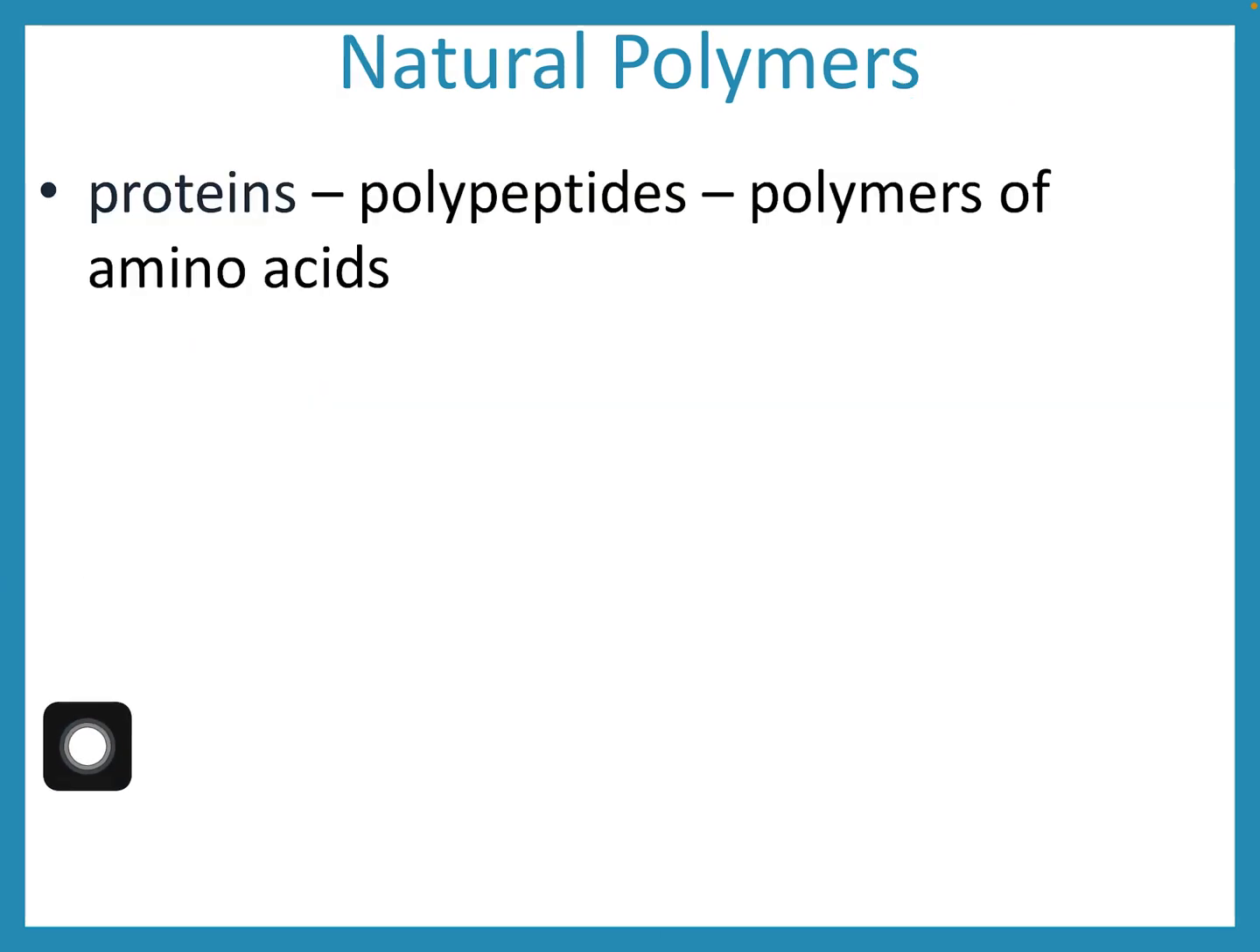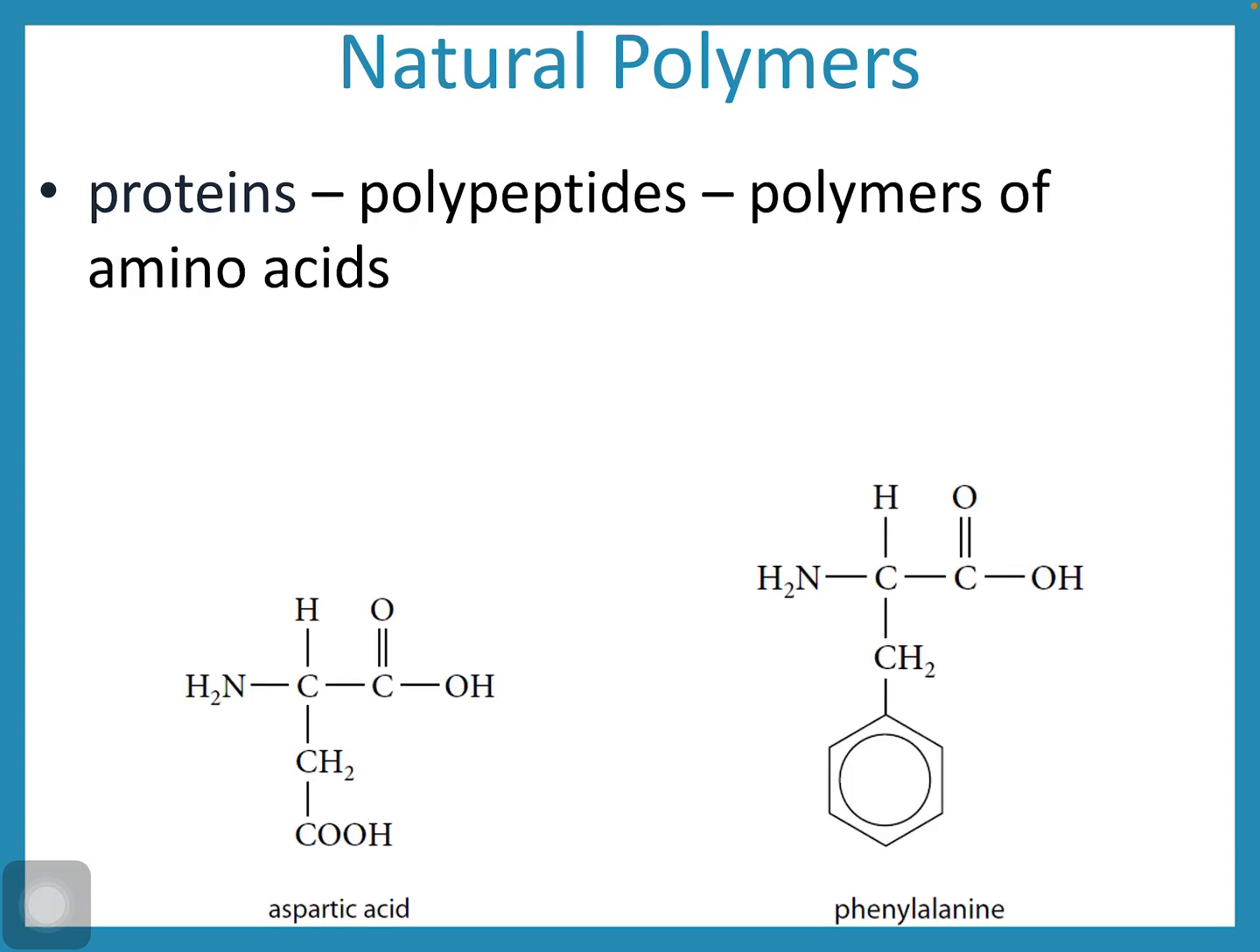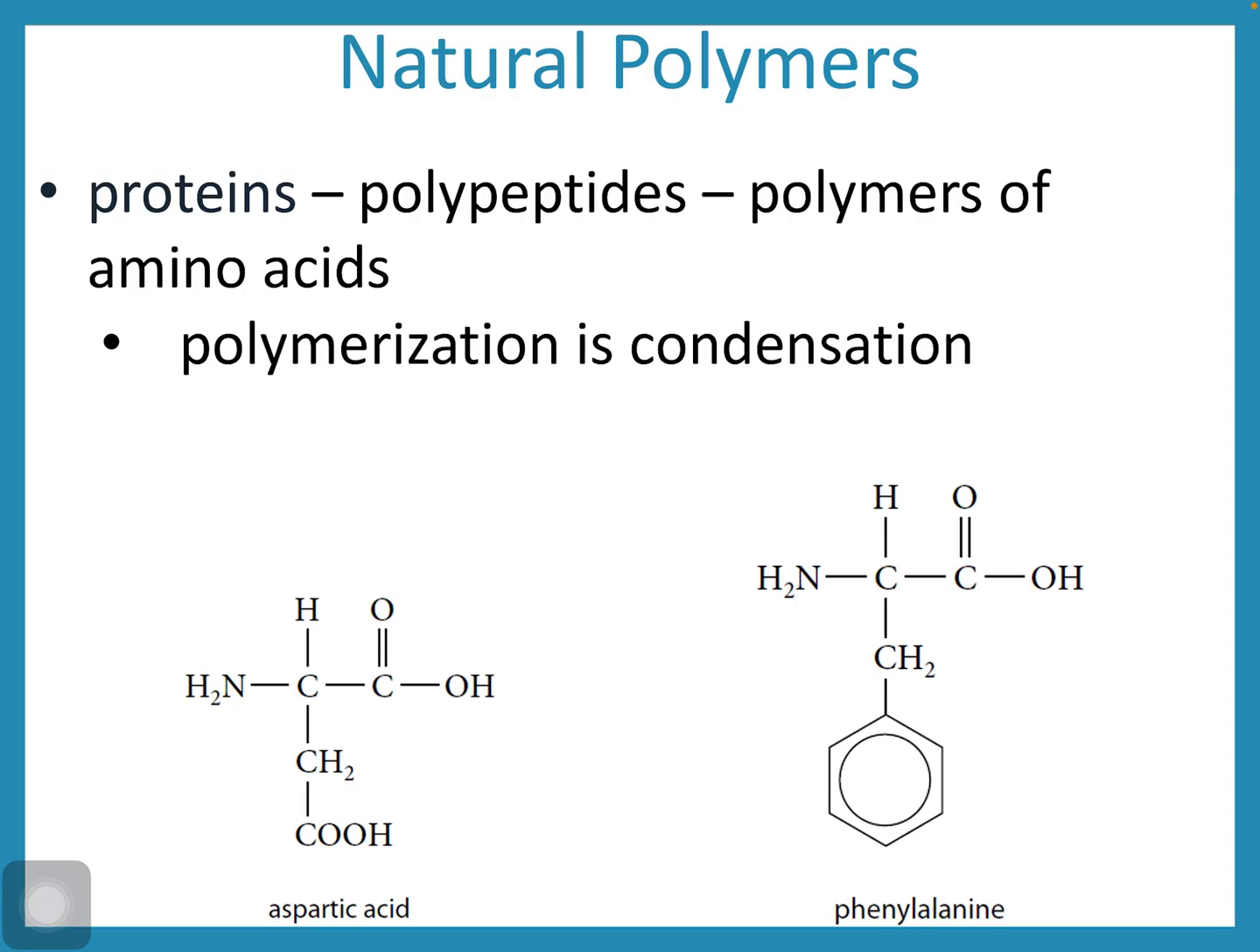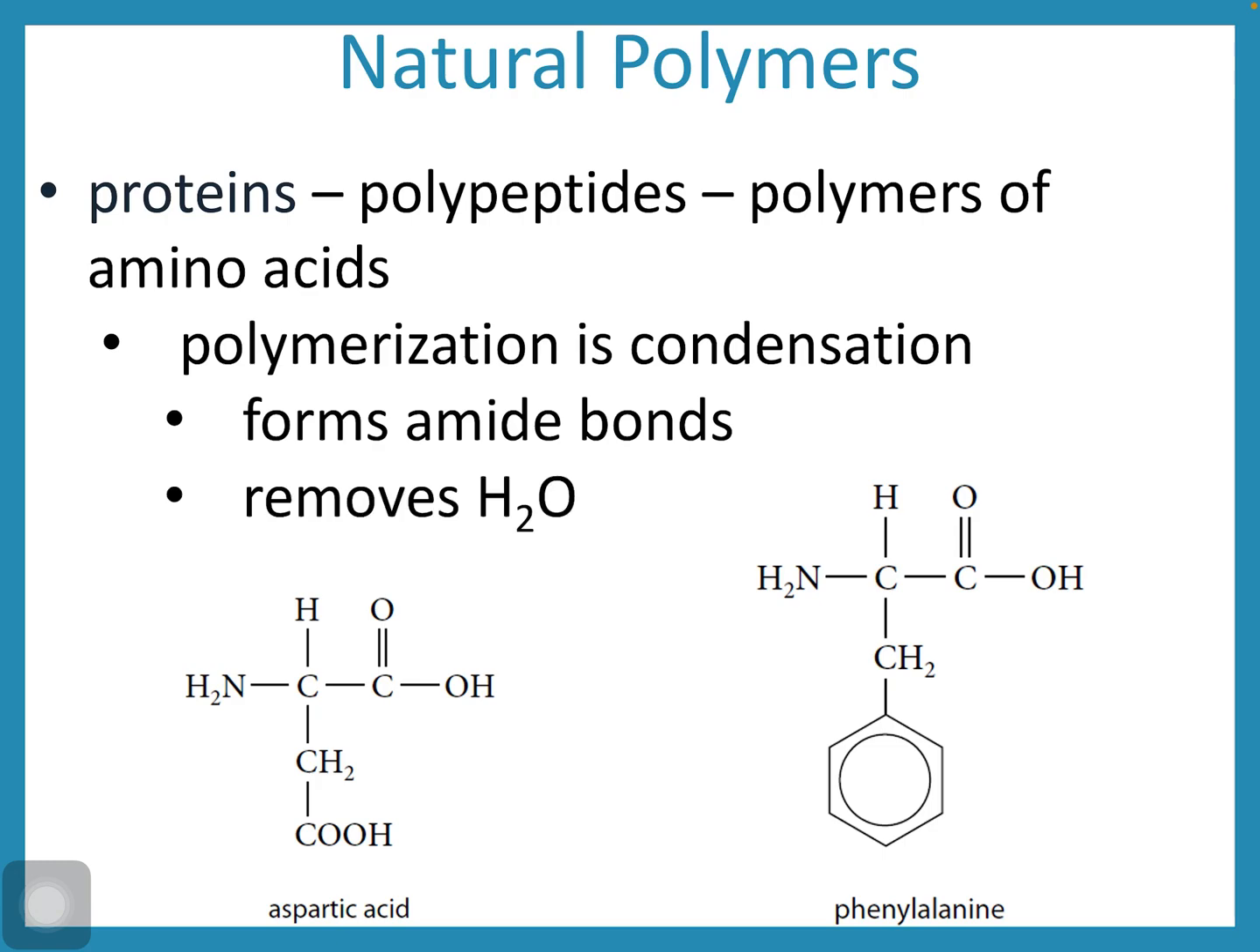There can be natural polymers like proteins. So those are also called polypeptides, and they are polymers made up of multiple amino acids. So there are 20 different types of amino acids that can combine. Here are an example of a couple different ones. So here's aspartic acid and phenylalanine, and out of the 20 different types of amino acids, they can get combined in many different ways. So the polymerization here is condensation. Amide bonds are formed through this, and water is removed.